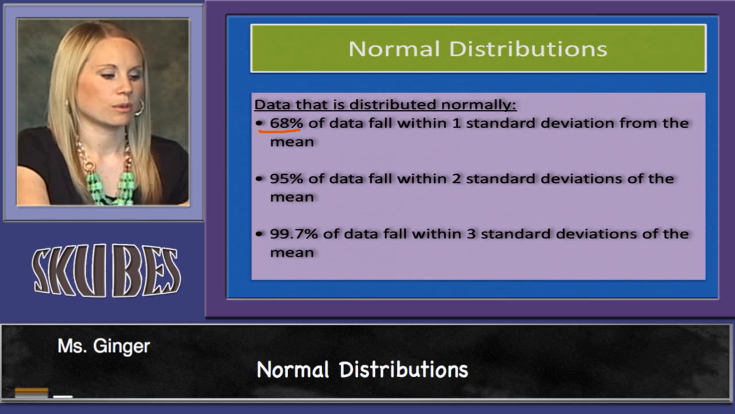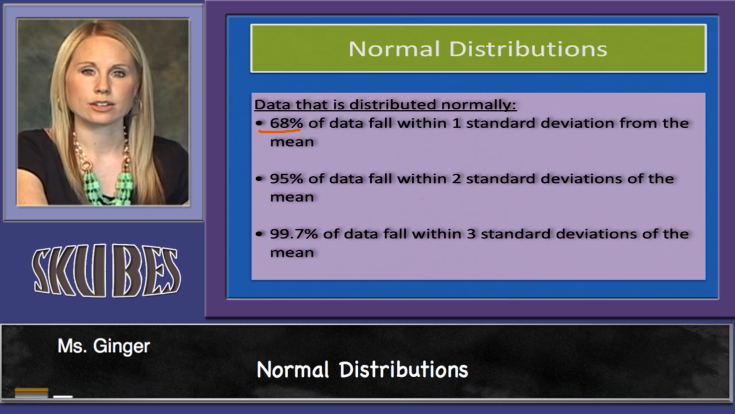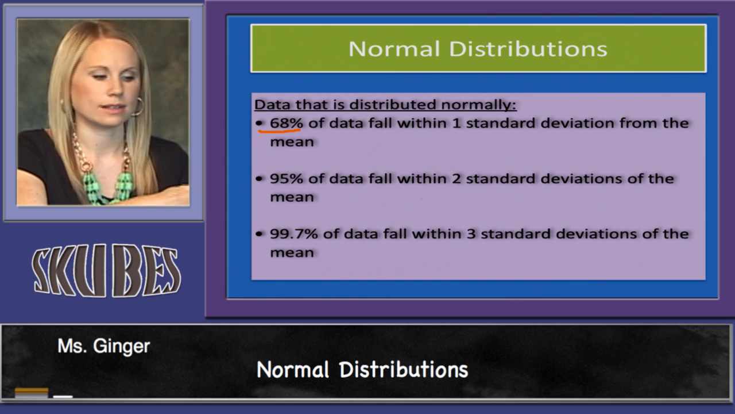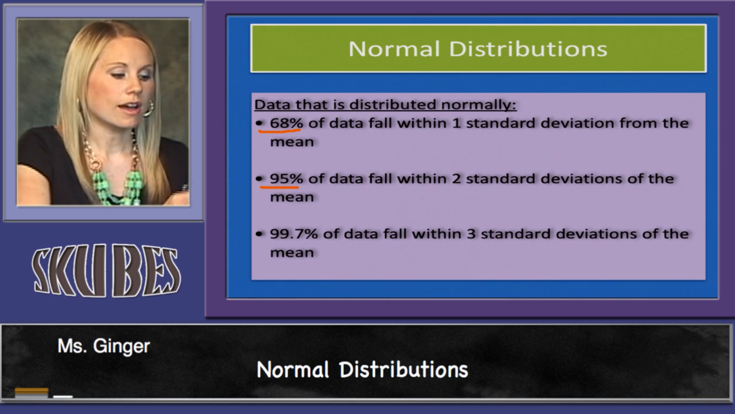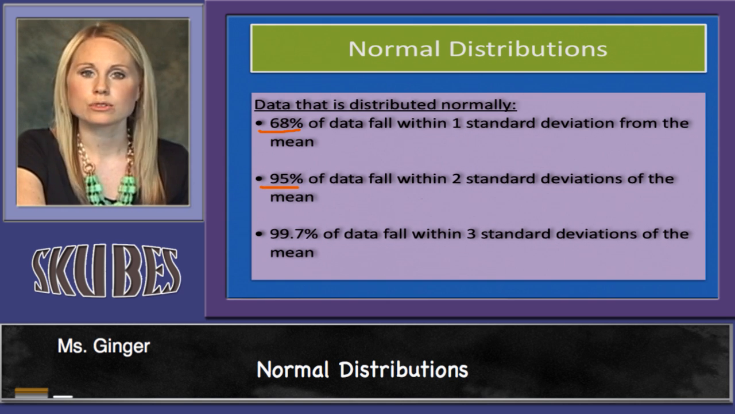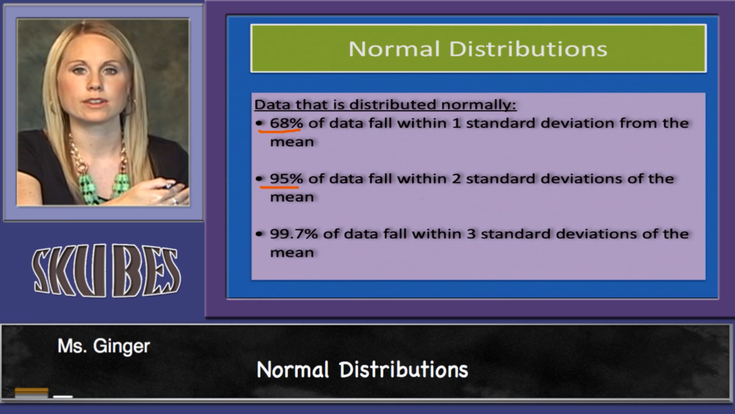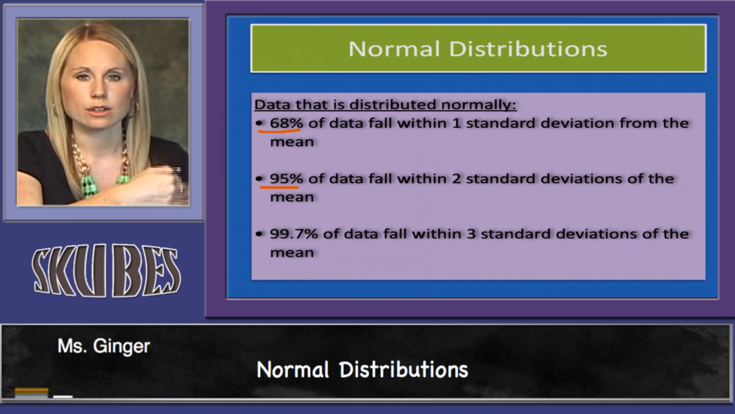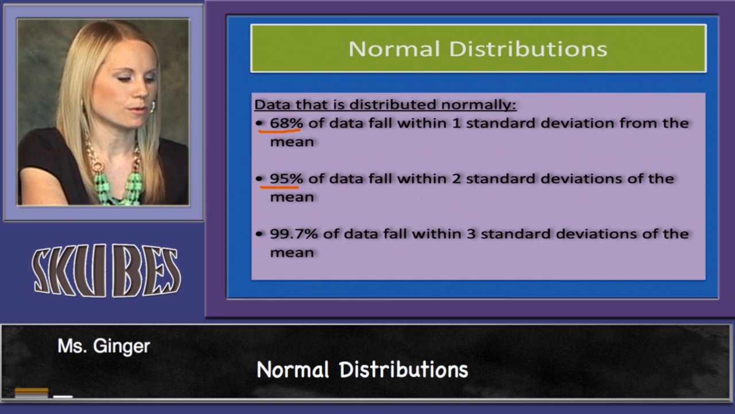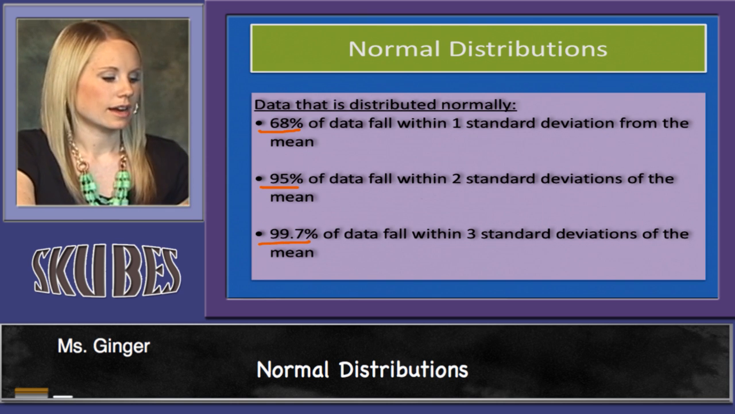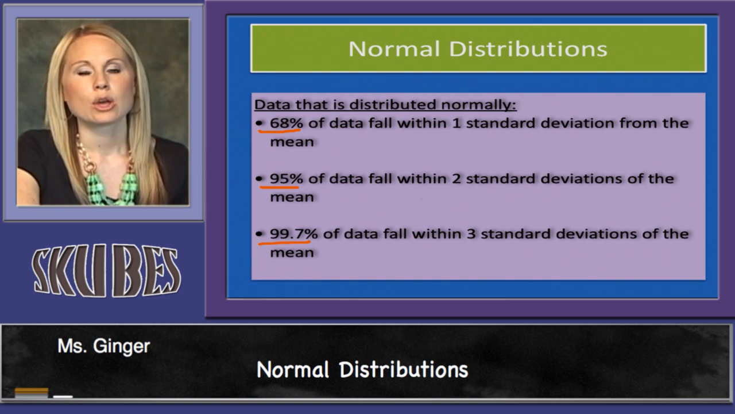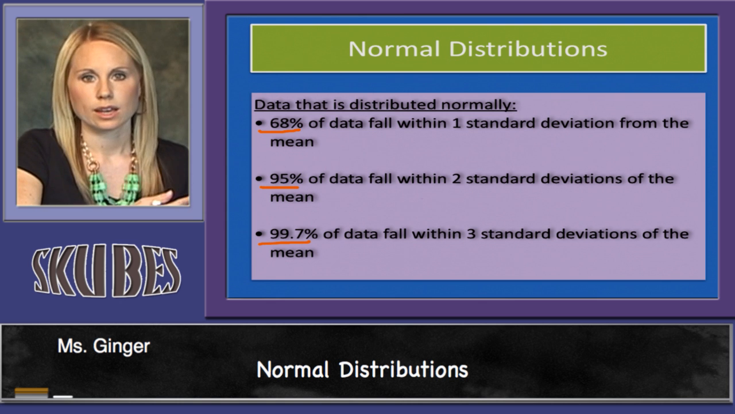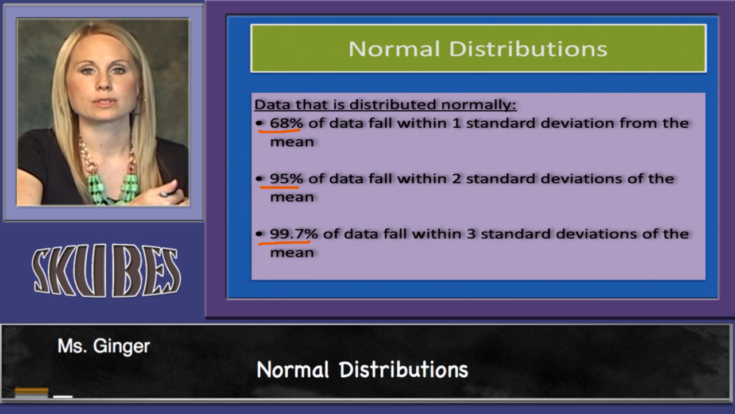68% of your data will fall within one standard deviation from your mean on both sides. 95% will fall within two, so if you travel out another standard deviation on both sides from your mean, 95% of your data should be within that interval. And then 99.7% of the data will fall within three standard deviations from your mean on both sides.